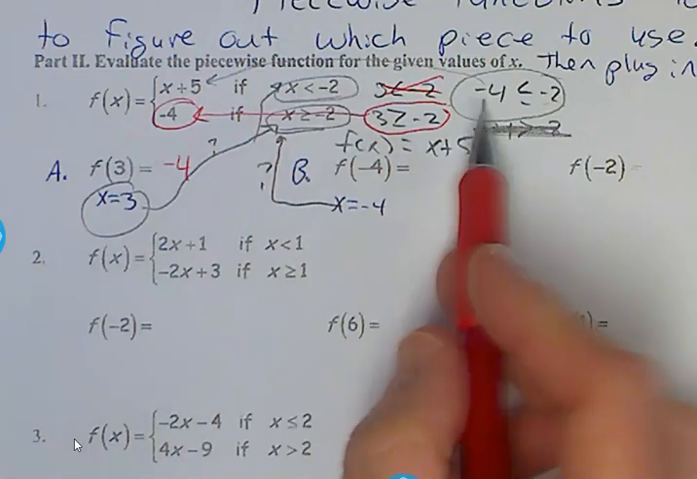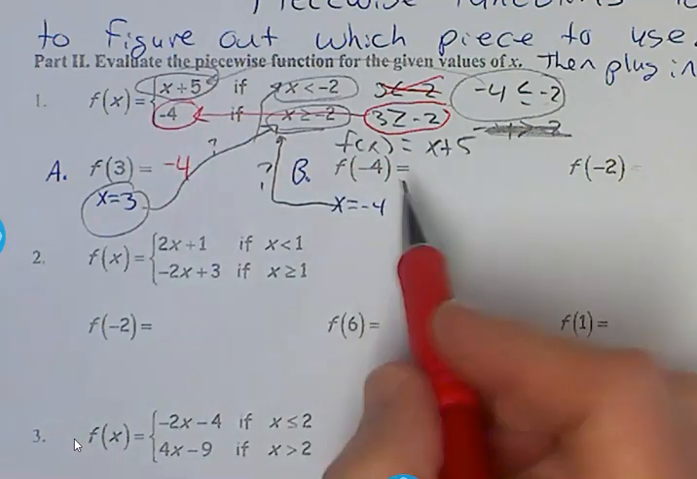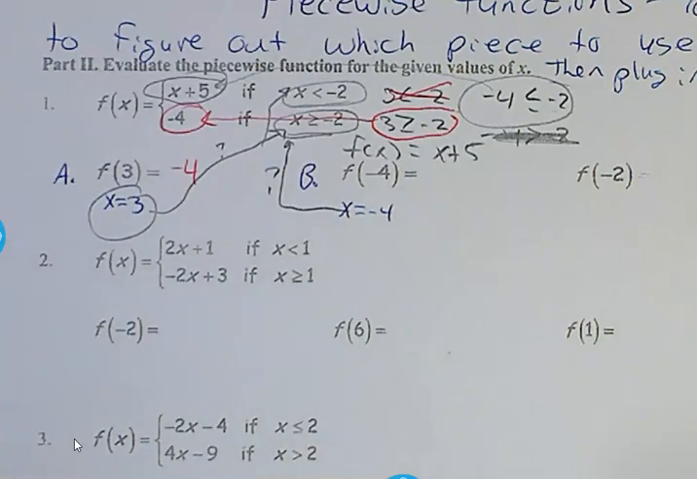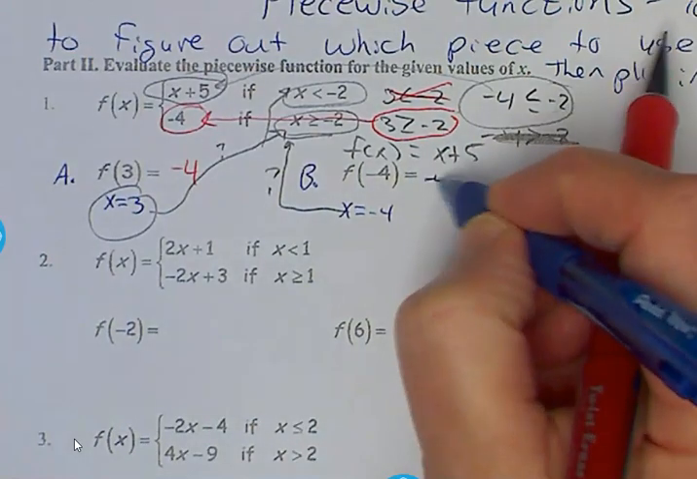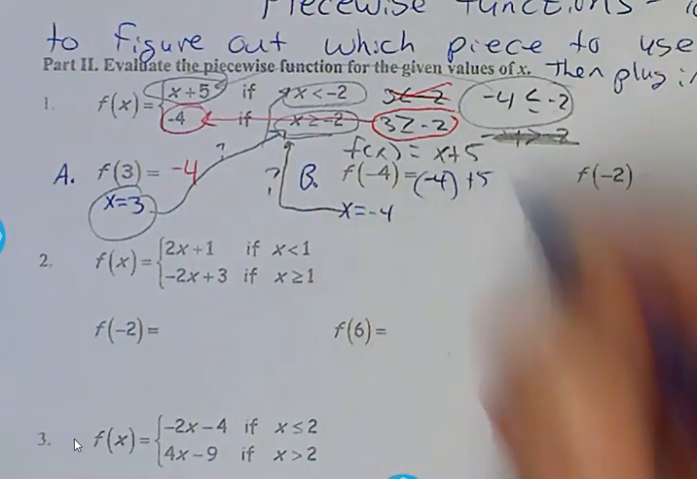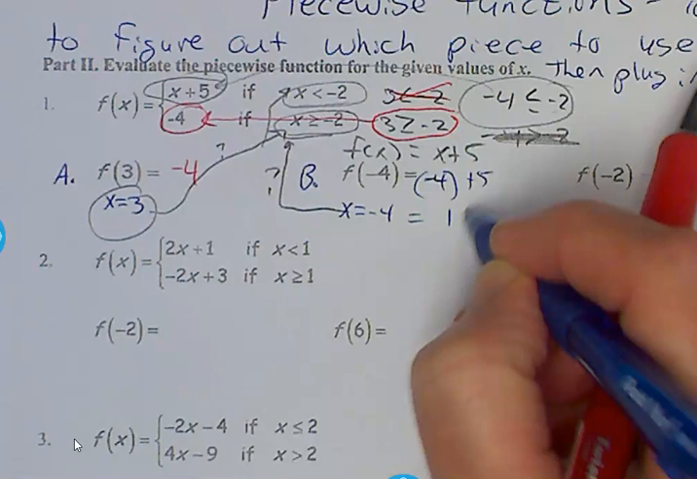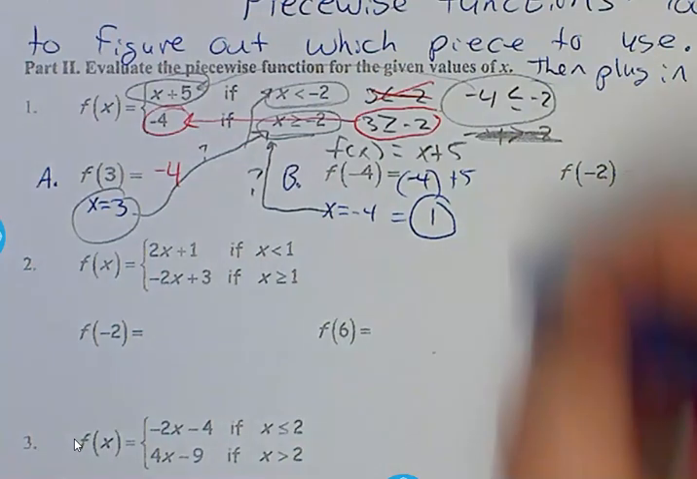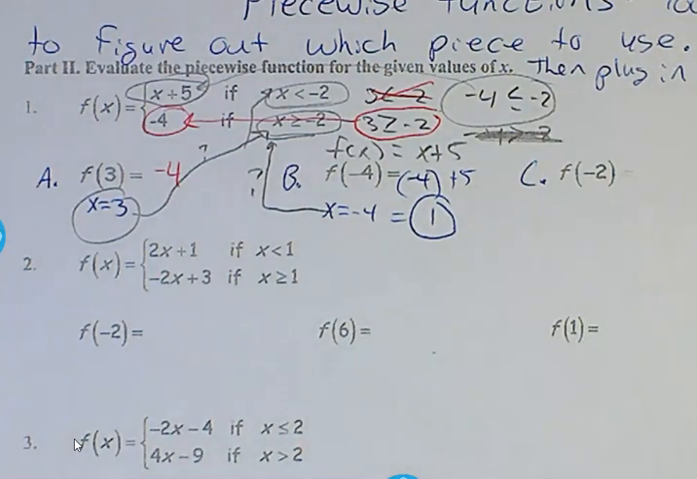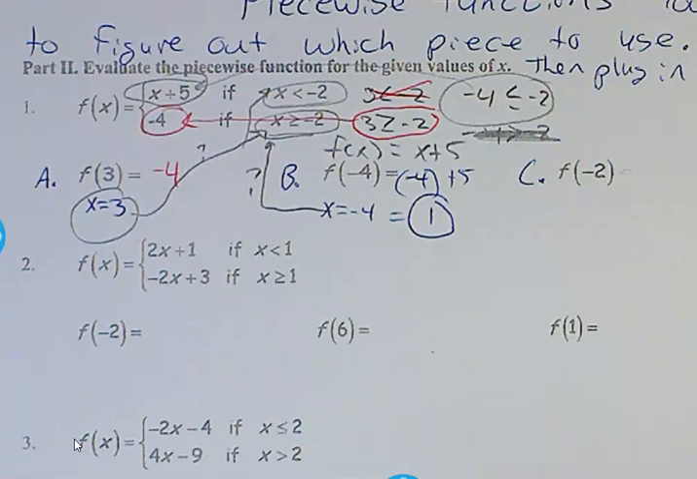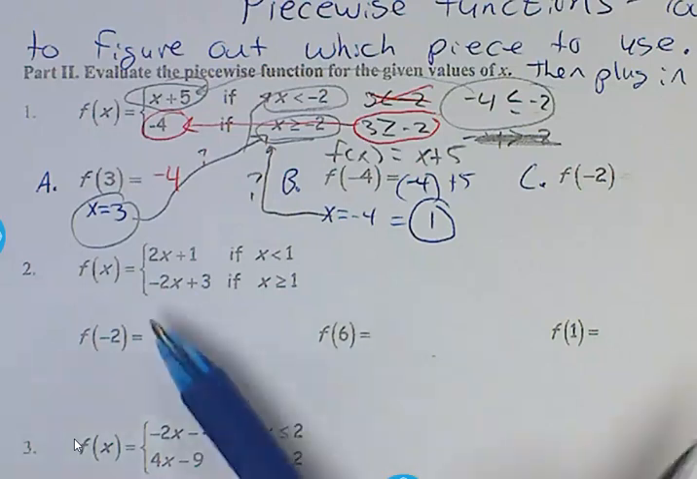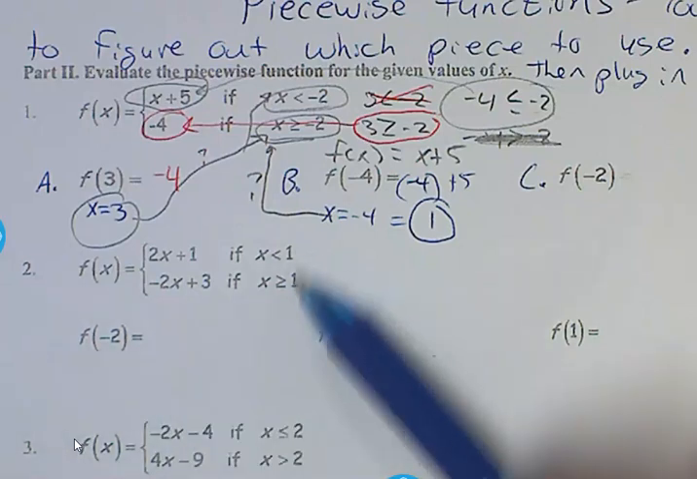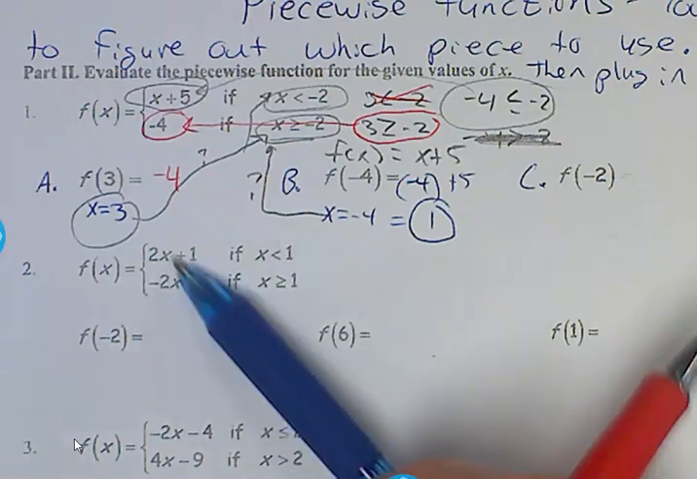Because it fits into this part of the inequality, we've got to use this part of the function. So now we're going to plug in negative 4 into this. That means this would be negative 4 plus 5, and negative 4 plus 5 just equals 1. Okay, so it's basically just figuring out which piece. They give you a number, and that's why it's a piecewise function, because the function is made up of different pieces. Based on the number they give you, where does it fit? Does it fit in this part or this part? And based on which part it is, that's where you plug it in.